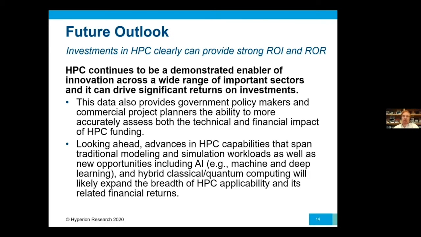And so the future outlook right now for HPC, we think it's going to continue to have extremely strong return on investment and return on research. In particular, there are so many projects out there that can grow and expand. And this data is very helpful for government policymakers, commercial project planners, CFOs, heads of R&D, CTOs, to help justify investing in HPC. And then looking forward, when we start incorporating AI, deep learning, machine learning, perhaps quantum computing and other new technologies, we expect to see even tipping points or leaps ahead in the return on investment and return on research.